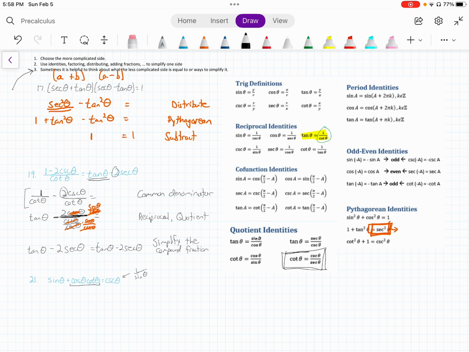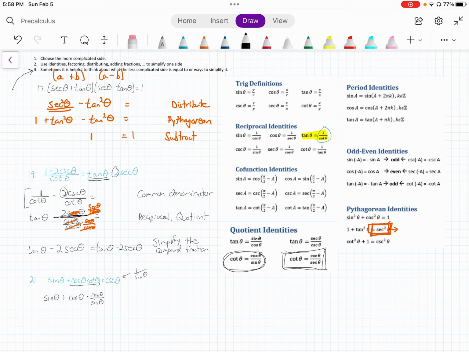So let's change everything to sine and cosine. So we have sine theta plus cosine theta times cotangent. Well, cotangent right here is cosine over sine. The one that we should know is tangent is sine over cosine, so cotangent is the reciprocal of that. And these are the ones that kind of end up working themselves out, as we will probably see here. So we don't want that whole denominator. So cosine over sine.